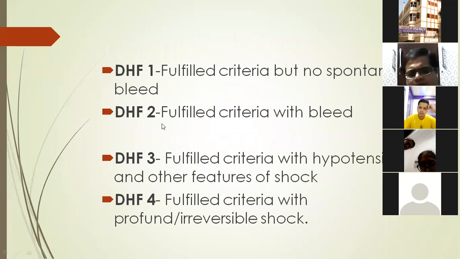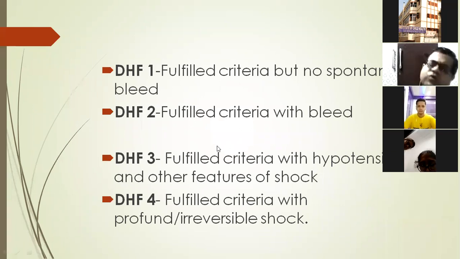So there are 4 types of DHF. What are these? DHF1 fulfills all the criteria of DHF, but there is no spontaneous bleeding. There may be a positive tourniquet sign, there may be a small petechia or ecchymosis, but no spontaneous bleeding. DHF2 fulfills all criteria of DHF, but there must be spontaneous bleeding, either epistaxis, gum bleeding, hematuria, menstrual bleeding, or bleeding inside any body cavities.